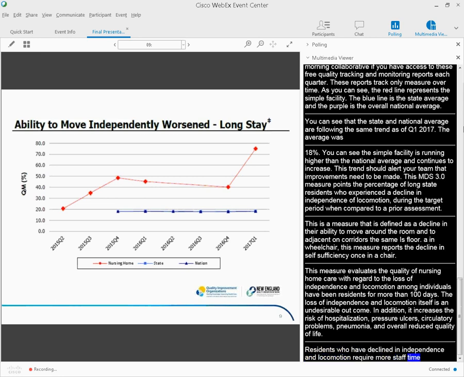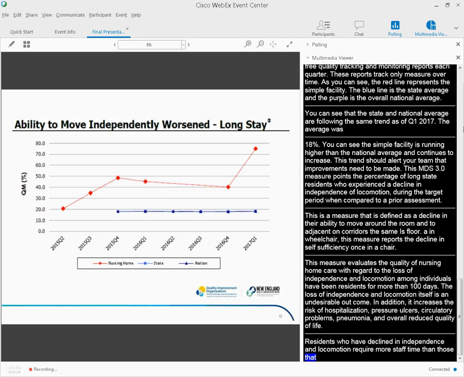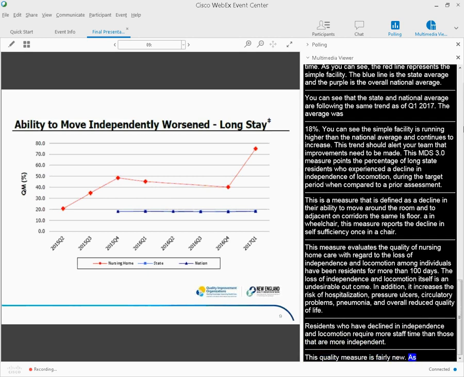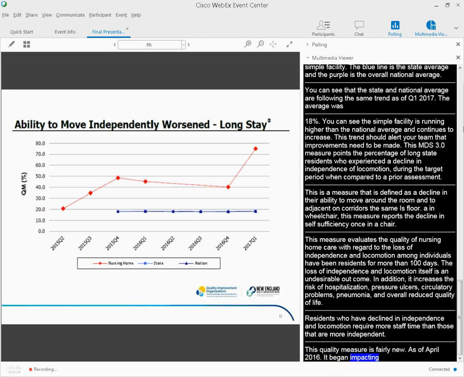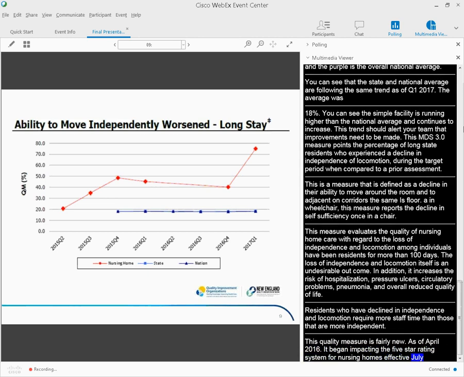And I just wanted to note that this quality measure is fairly new as of April 2016, and it began impacting the 5-star rating system for nursing homes effective July 2016. It was weighted 50%, and then this past January it became 100% weighted.